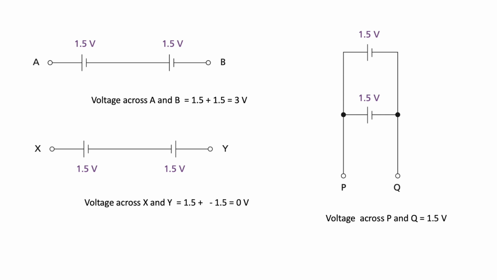Now in the third circuit you can see the cells are connected in parallel. So the first cell gives some energy to the electrons and it will move through the conductor. The second cell provides energy to another group of electrons that also will move through the conductor. But the voltage measured between the terminals will be 1.5 volt.